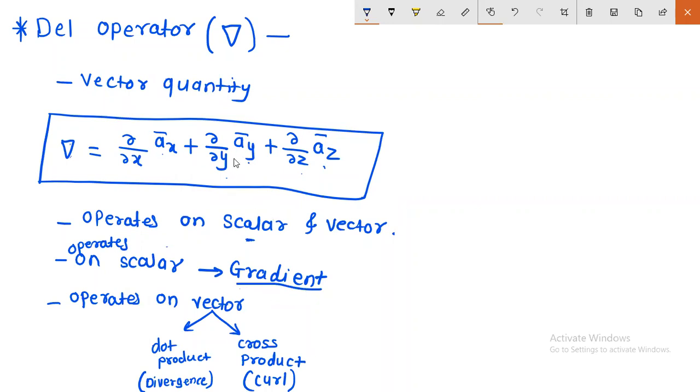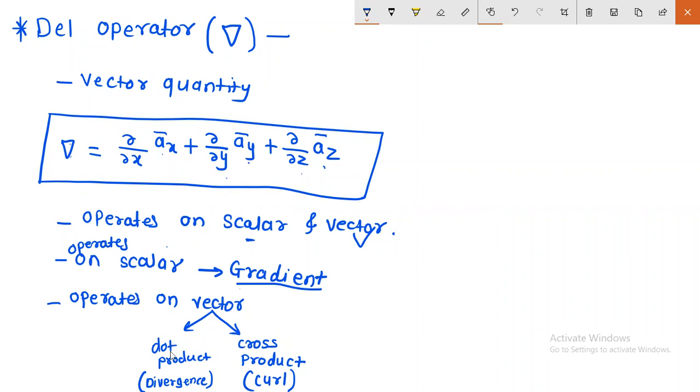Now this del operator operates on vectors also. When it operates on a vector, it operates in two ways: first by using dot product and second by using cross product. When we consider the multiplication of vectors, there are two types, dot product and cross product. Similarly, when del operates on a vector, it operates in two ways, by using dot product and by using cross product.